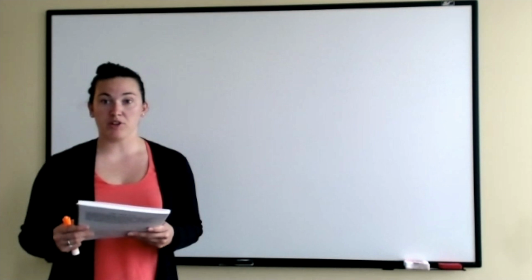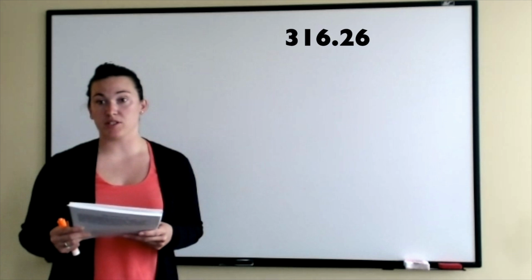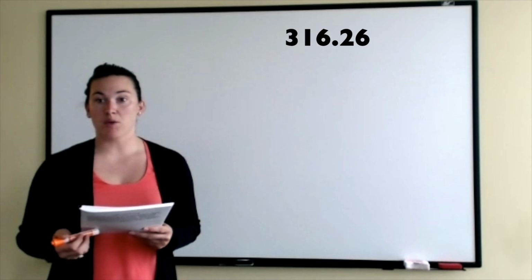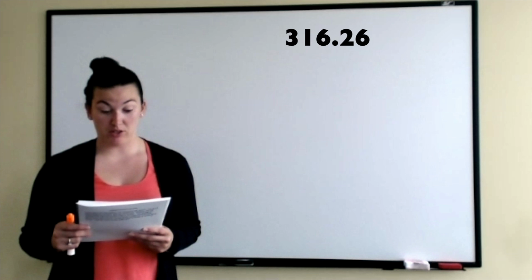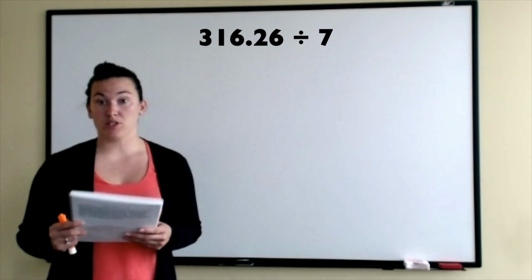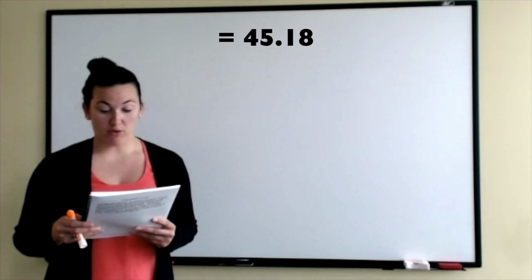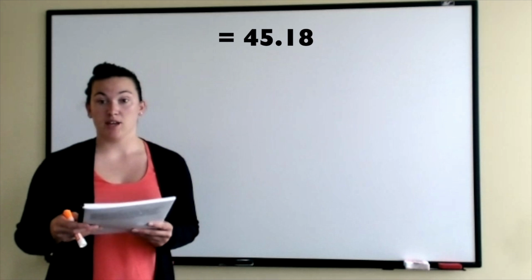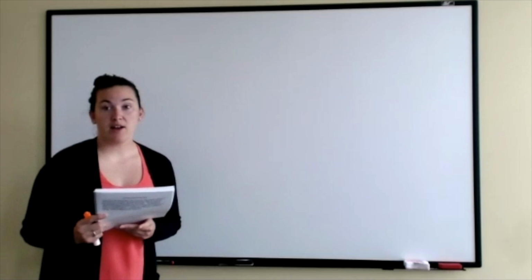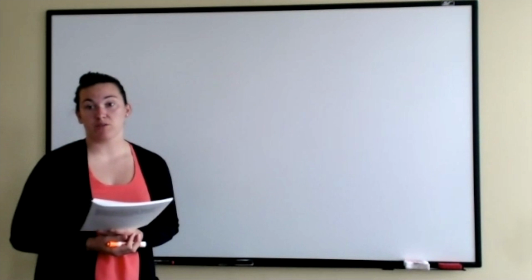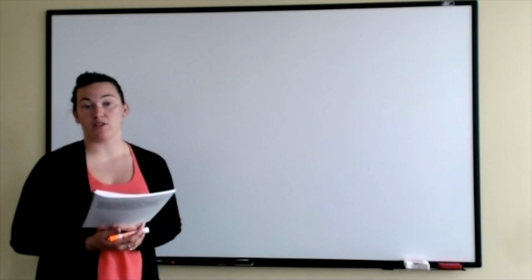First, we must add up all the numbers. When we add them, we get 316 and 2600ths. Then we must divide by how many numbers are in the list, which is 7. So 316 and 2600ths divided by 7 comes out to be about 45 and 1800ths. Now, work with a partner or two to complete the rest of the problems. Then we will go over the answers together.